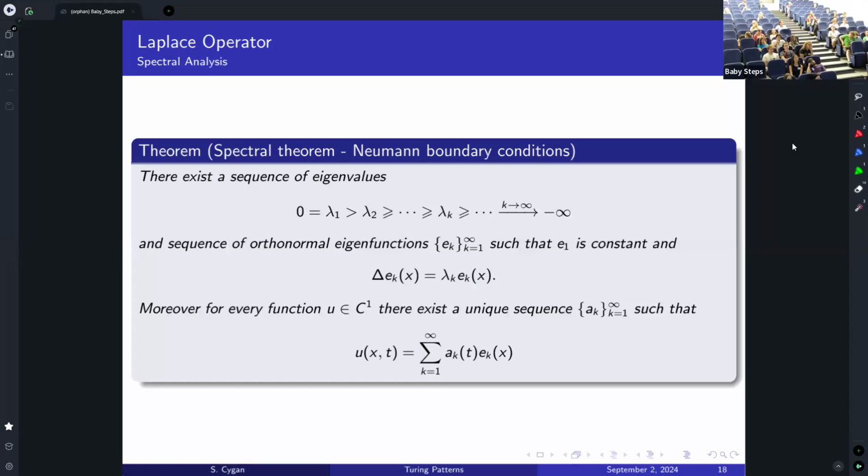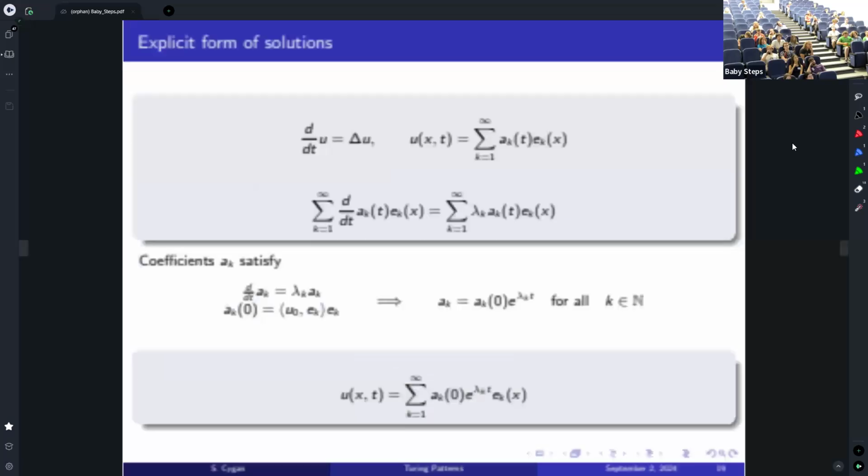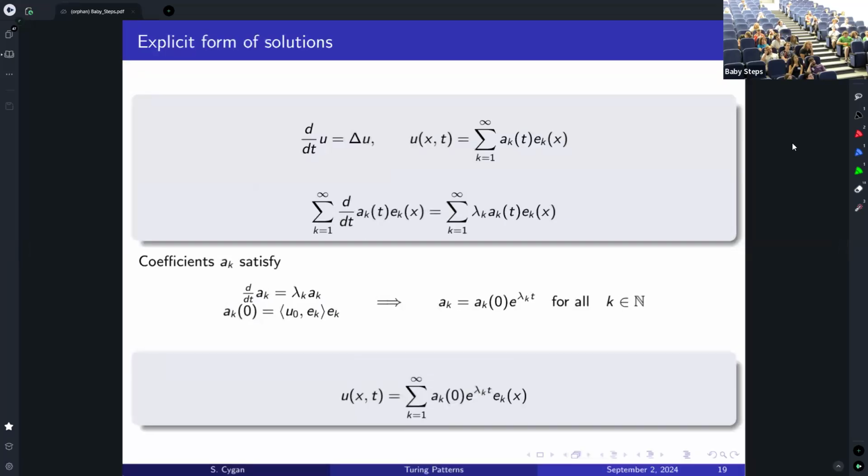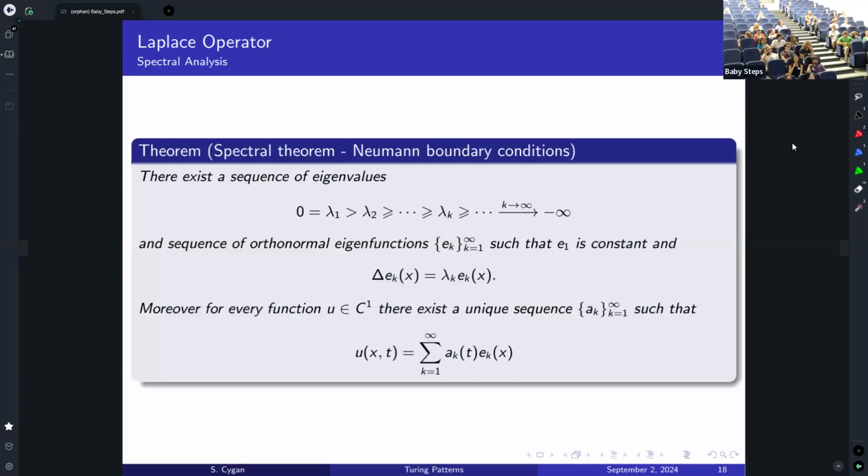And there is a theorem which states that the set of eigenfunctions is a basis of the space L2, which means that our solution can be expressed as an infinite sequence of our eigenfunctions multiplied by some coefficients which depend on time. So this is a theorem. And using this property, it is extremely important because now we can compute an explicit form of our solution.